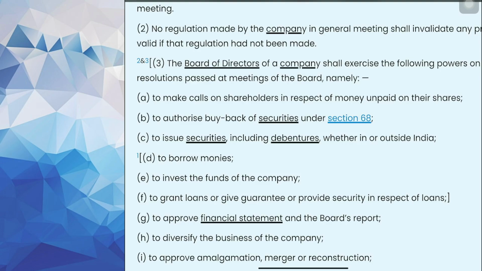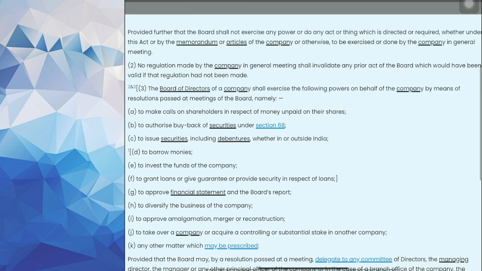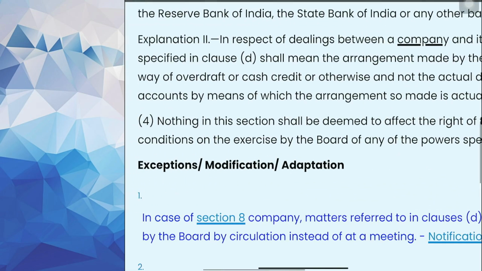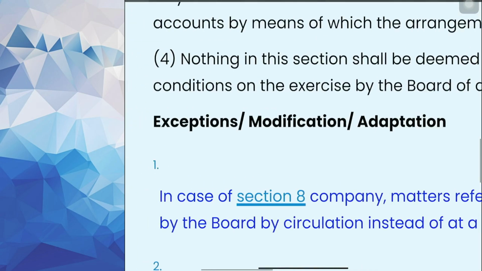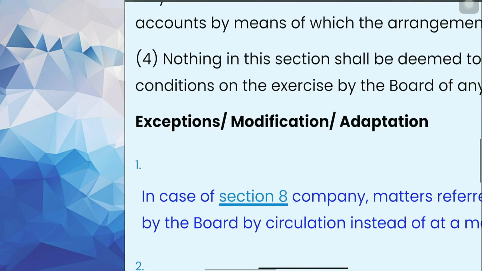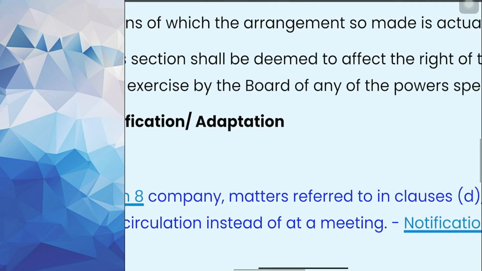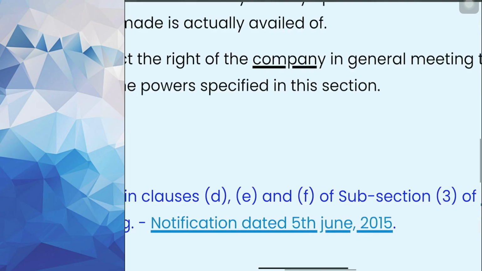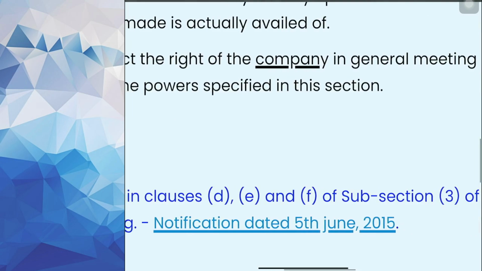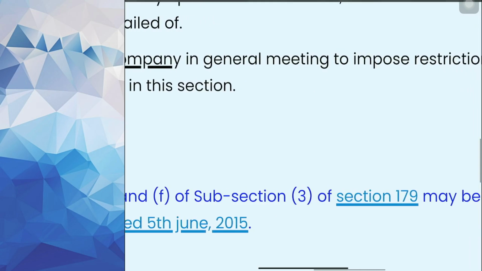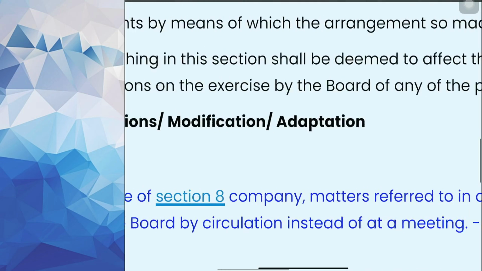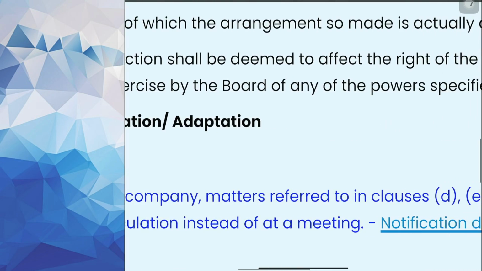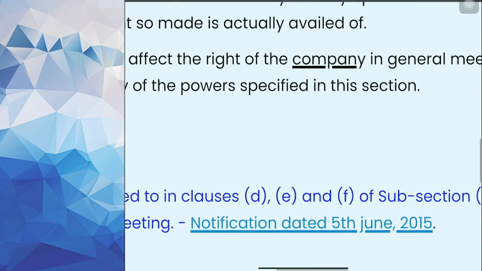Sir, you said shareholders can put restrictions on the board powers. Where was it said? It was said in 179 subsection number 4. Please read 179 subsection number 4. Nothing in this section shall be deemed to affect the rights of the company in general meeting. Stop there. Company in a general meeting means who will be there? Shareholders. To impose restrictions and conditions on the exercise by the board of any power specified in this section.